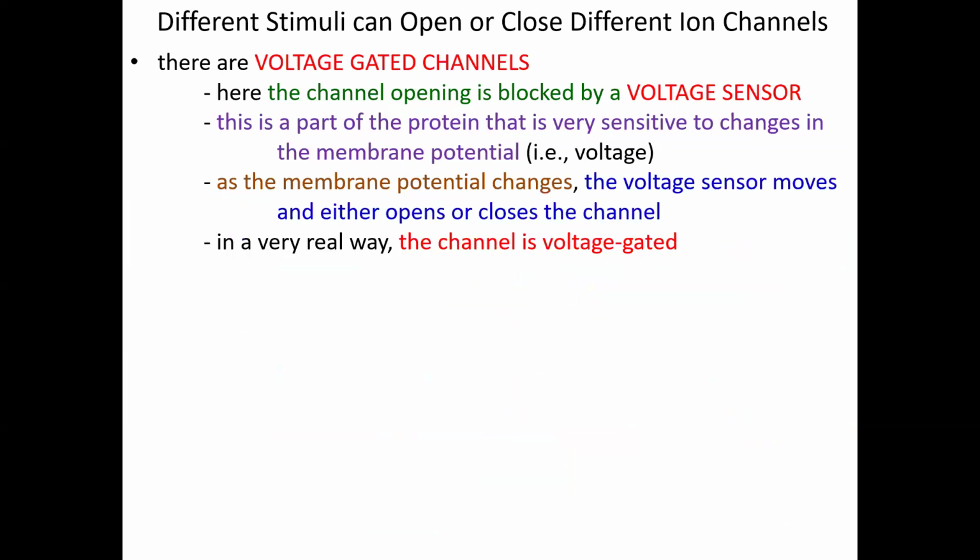So as the membrane potential changes, because ions have flowed in other ways, the voltage sensor is going to move through a conformational change, and the state of the channel will change. So in a very real, specific way, the channel state, open or closed, is controlled by potential energy. It's controlled by voltage across the membrane.